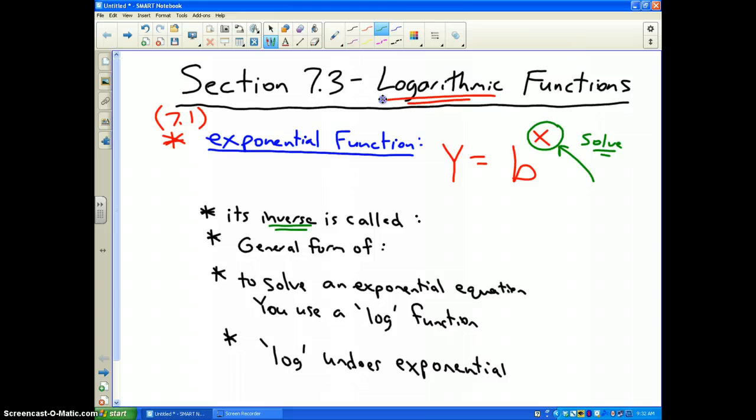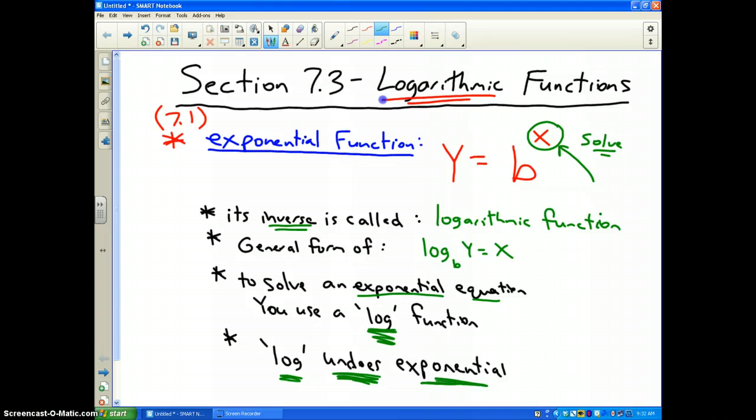The inverse of an exponential function is called a logarithmic function. Its general form is log base b of y is equal to x. In order to solve an exponential function, you've got to use log, because log undoes the exponential part, which you'll see as we go through the next few sections. But this is the general form, and we're going to practice writing inverses in this section. If you need to pause the video, please do, otherwise I'm going to go to the next slide.